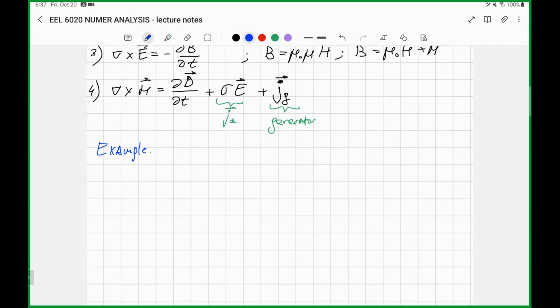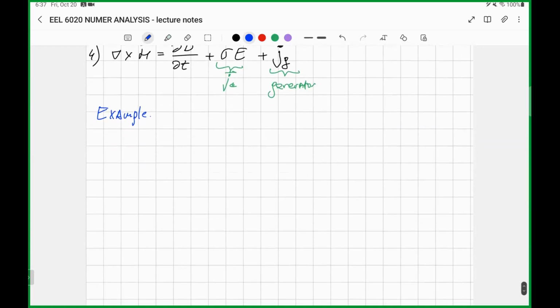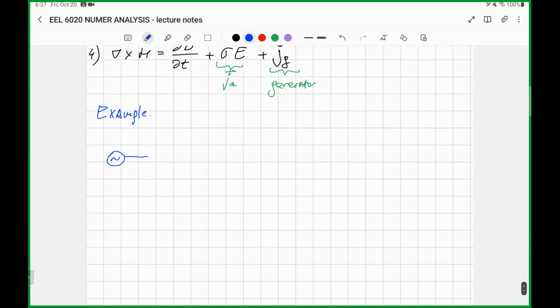Example that I typically consider. So let me consider a generator. It can be some sort of an RF generator, and this generator through a coaxial cable drives currents in an antenna, like this, a dipole antenna. Okay.